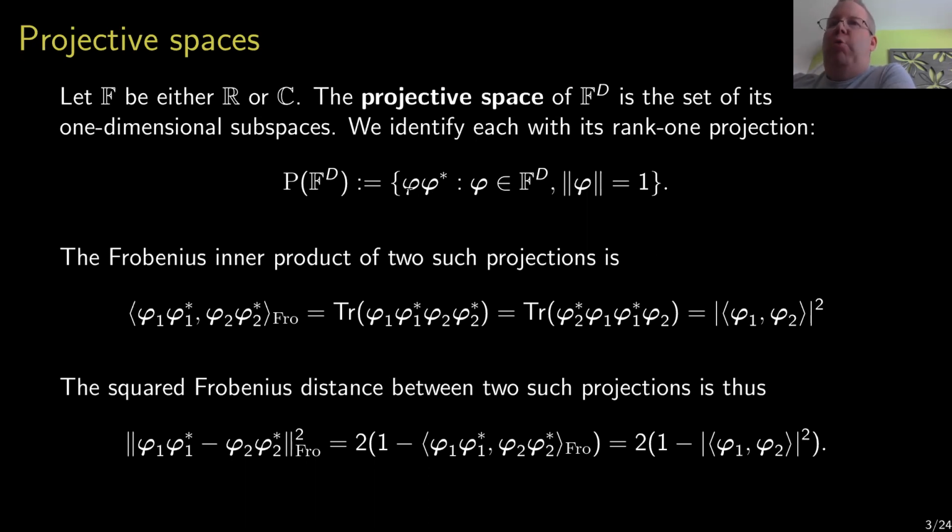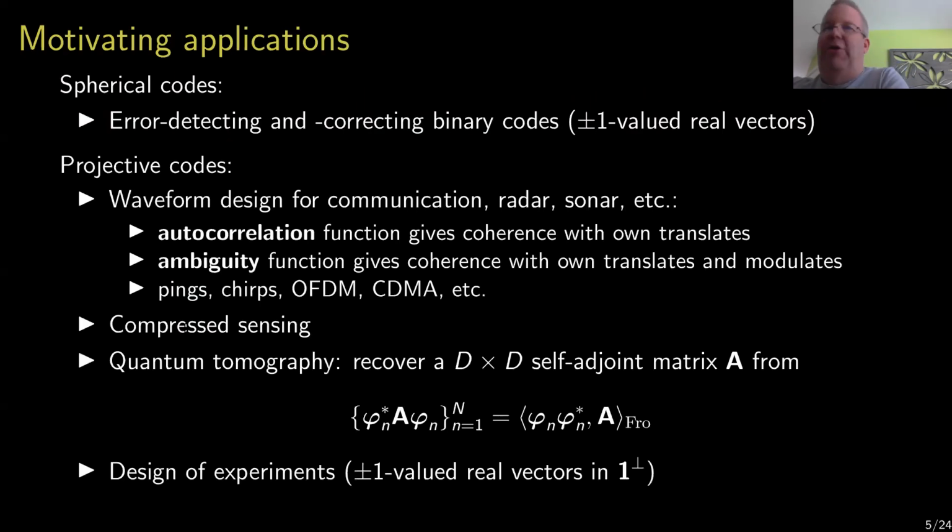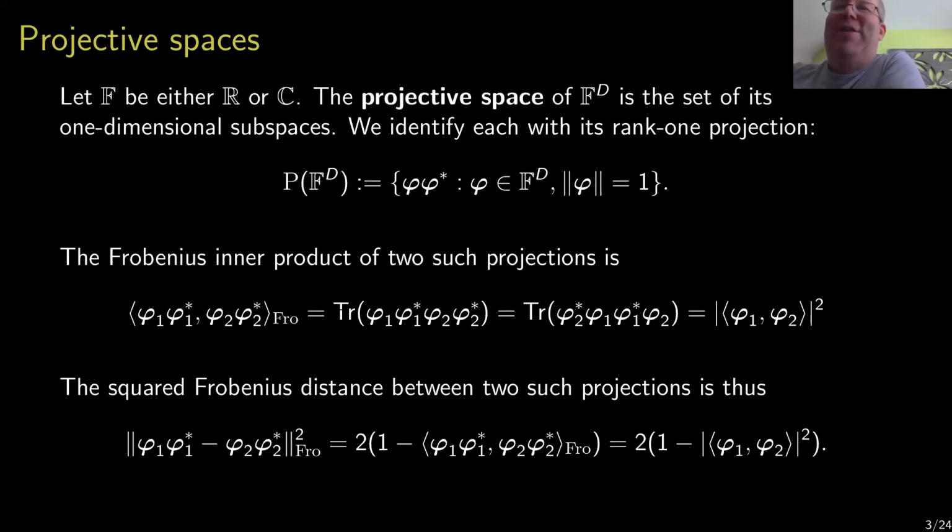Obviously, if you replace a unit vector with a unimodular scalar times itself, this doesn't change. The reason we like to write it that way is because it suggests a natural norm on that space. We want to pack lines, and so we need a notion of distance between lines. These rank-1 projections, phi phi star, are all living in the space of self-adjoint operators, which is a real inner product space under the Frobenius inner product. If you take the Frobenius inner product of two such outer products, you can write that out as a trace, cycle the trace, and you end up with the inner product modulus squared of the original vectors.